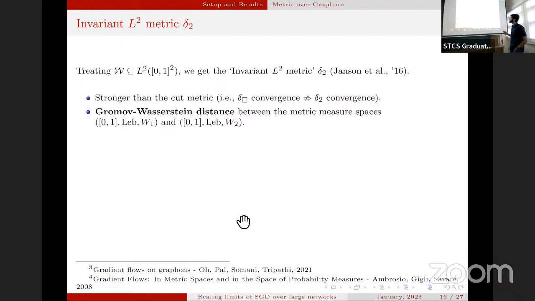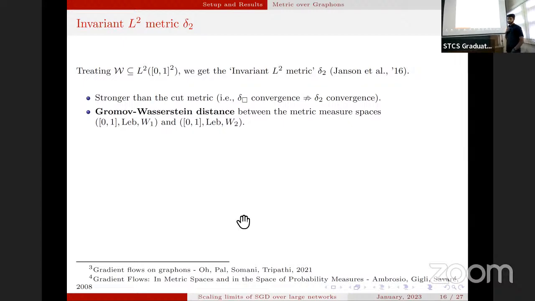And we can define something called an invariant L2 metric, defined by Janssen in 2016. It is very similar to, for example, you take two graphs, you find the best coupling of G2 with respect to G1, subtract the adjacency matrices, and compute the L2 number. And if you are at all familiar with the optimal transport literature, if you know what the Gromov-Wasserstein distance is, this metric is exactly the Gromov-Wasserstein distance between the two kernels if you view them as metric measure spaces.